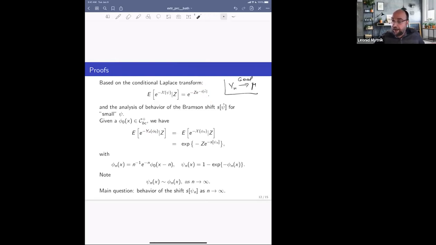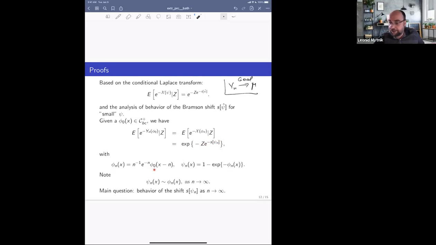Okay. And so let's try to see the behavior of the Laplace transform of Yn when we integrate it with respect to some non-negative test function, conditionally on Z. Fortunately, we can always write this integral of phi 0 with respect to Yn as an integral of another properly rescaled phi 0, which will be phi n, integrated with respect to x. And this gives us this, and now we use this conditional Laplace transform formula for the extremal process of branching Brownian motion, and we get this. Now you see we have here Z, and we have e to the minus Brownian shift, and here the function psi n, where psi n is 1 minus e to the minus phi n.